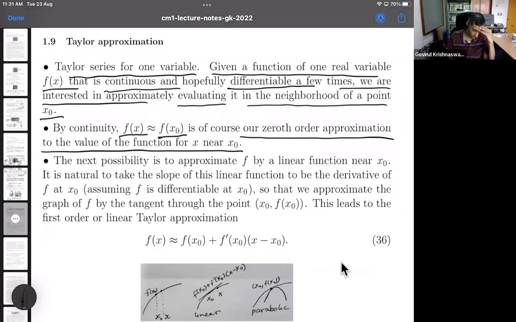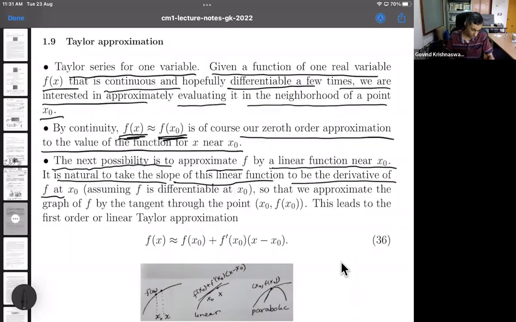Okay. The next possibility, if you want to get a better approximation, is to approximate f not by a constant function. See, this is approximating f the function by a constant. The next approximation would be by a linear function near x naught. And which linear function? Well, it is natural to take the slope of the function, because that is in some sense the best linear approximation. So we take the slope of this linear function to be the derivative of f at x naught. I will go through this relatively quickly, because I think these are things you would have studied in school perhaps, or also currently in college. But the viewpoint may be slightly different.